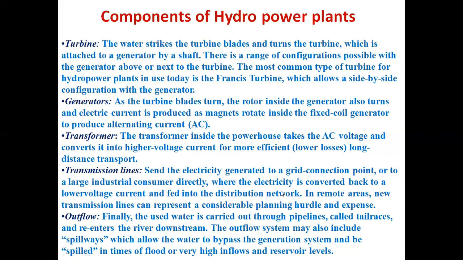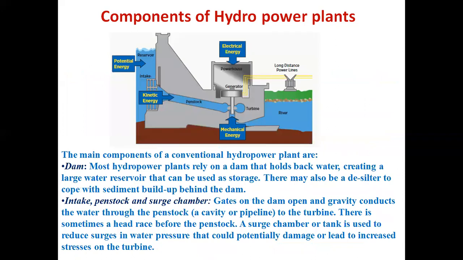Transmission line sends the electricity generated to a grid connection point or to a large industrial consumer directly, where the electricity is converted back to a lower voltage current and fed into the distribution network. Apart from this, an outflow is needed for passing the used water, after conversion of hydropower into electricity, back into the river. So finally, the used water is carried out through pipelines called tailraces and re-enters the river downstream. This is known as outflow. So these are the important parts of a hydropower plant.